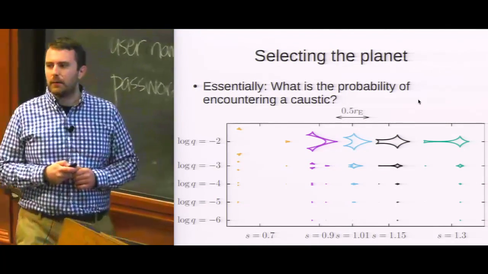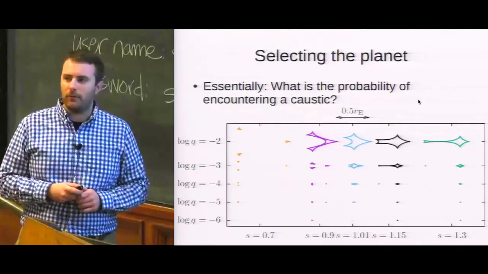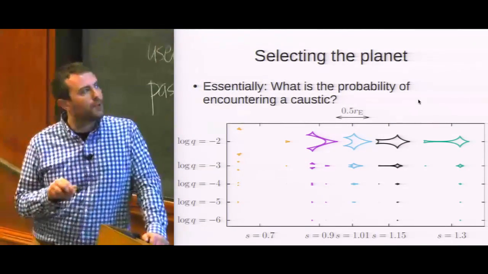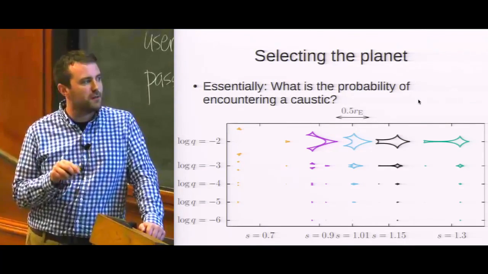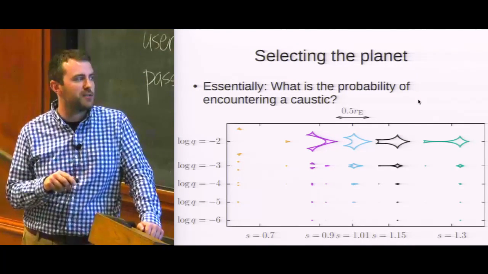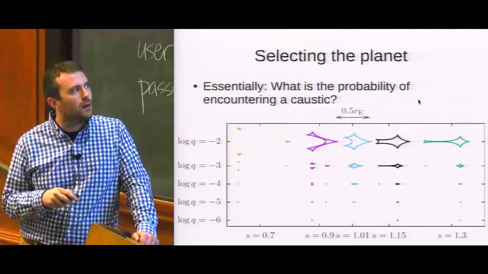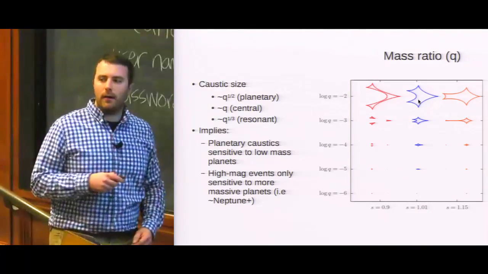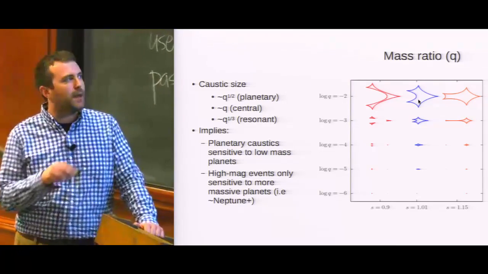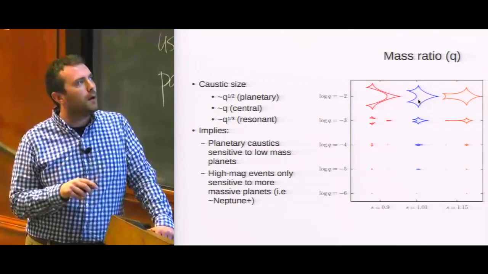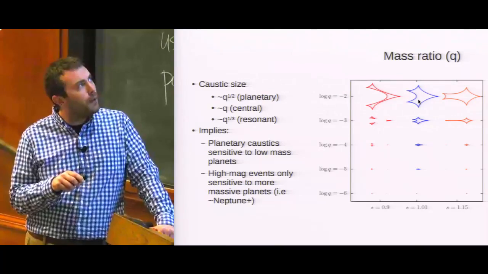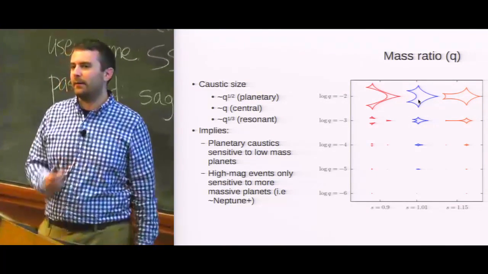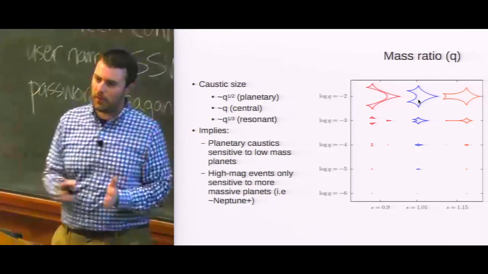Okay, so back to the planets. What effect do they have? What are we selecting for here? Caustic size is a function, as I said, of mass ratio and projected separation. Turns out that these are pretty nice dependencies on size. The planetary caustics go as the square root of the mass. This is kind of expected. The Einstein radius goes as the square root of the mass.